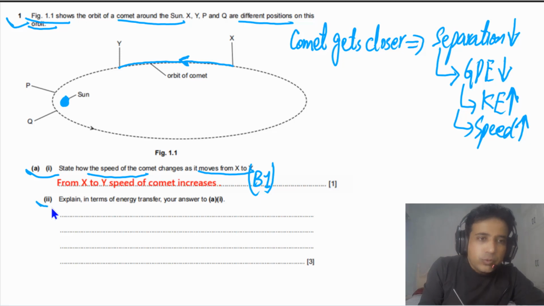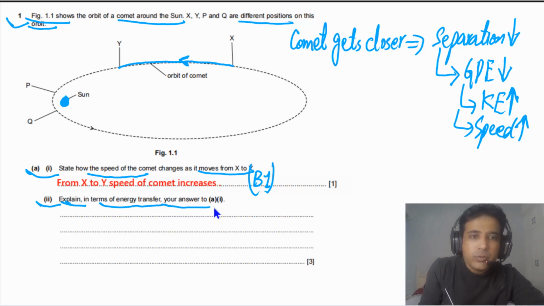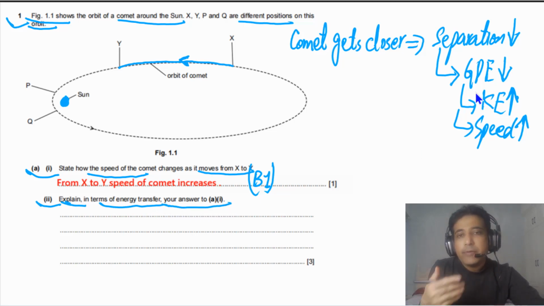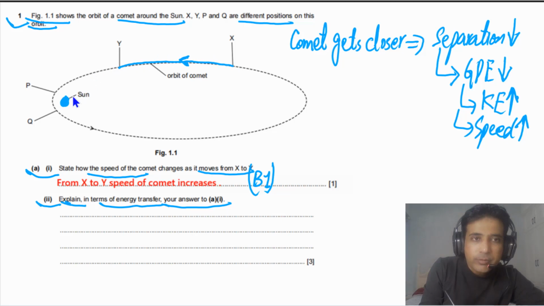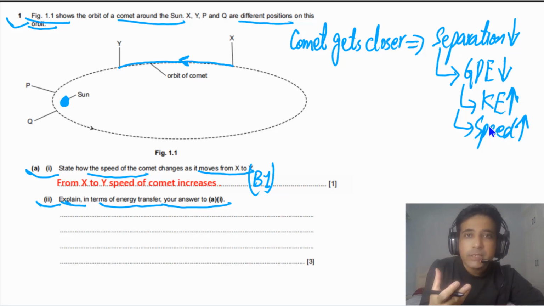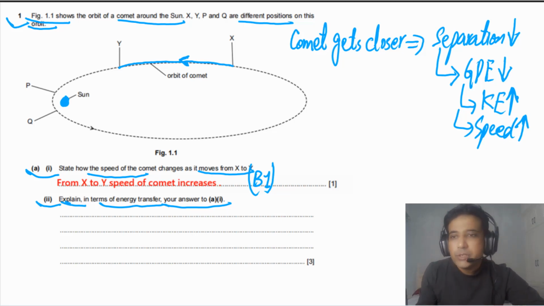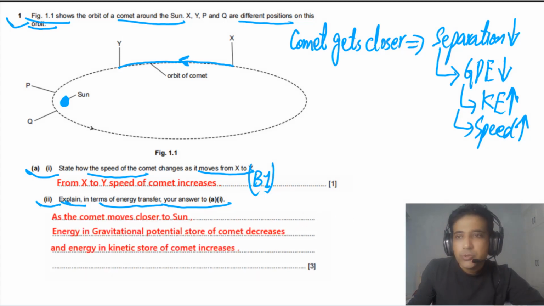Now if you go to the second part, the question is asking us to explain in terms of energy transfer your answer to A1. Actually we have already discussed. As the comet is getting closer, separation is decreasing. So the GPE is decreasing and the kinetic energy of the comet is increasing. So the speed of the comet is increasing in this case. So the energy transfer we have already discussed. Let me show you how you can write down your answer. So this is how you can write down your answer.